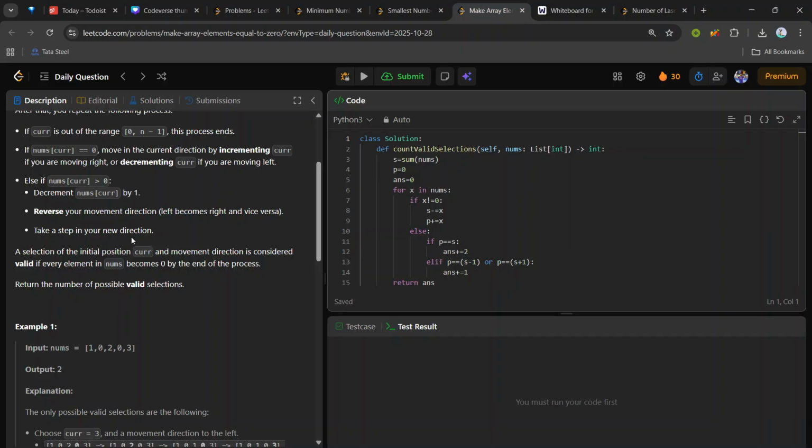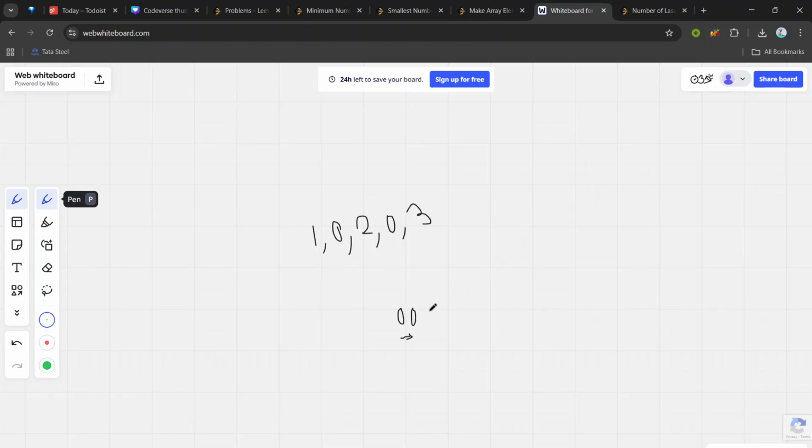But if it is not equal to 0, then what you can do is you will decrease it. Suppose here it is 2. Once you reach any number which is not 0, you will decrease it by 1, and you will change your direction, and you will take one step in that direction. So you will go to 0, and since you have started going in the reverse direction, like left direction, you are on the 0, you cannot change direction here, you are going to go to the left only. So this is the problem.